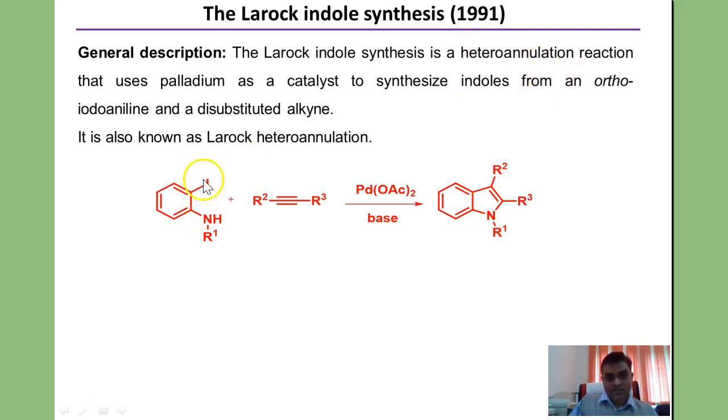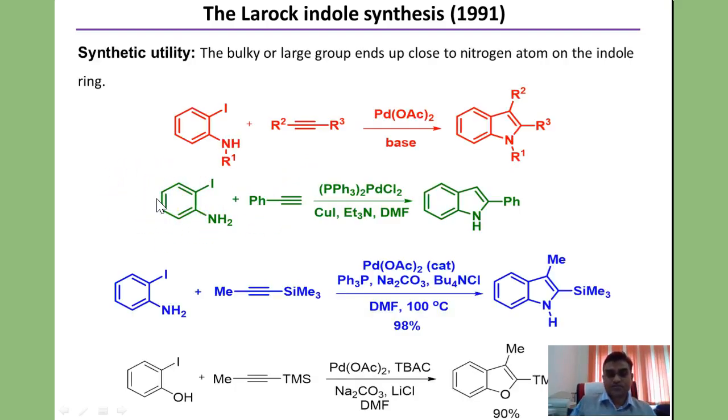Here we get annulation of the benzene ring, and we have to start with the ortho-iodoaniline. When this ortho-iodoaniline is treated with the alkyne in the presence of a palladium salt and some base, we get here the formation of indole. This reaction is flexible because one can vary these components here, as well as one can start with a substituted benzene ring also. These are some of the classic examples of the Larock indole synthesis.